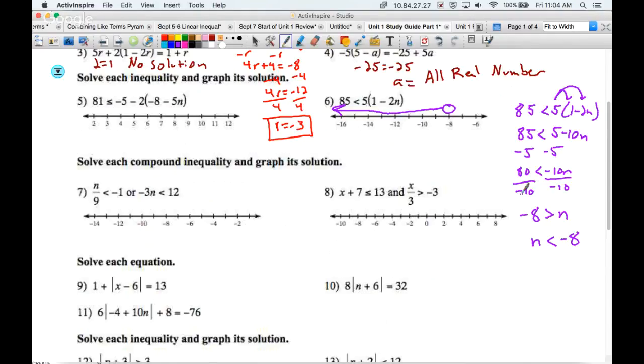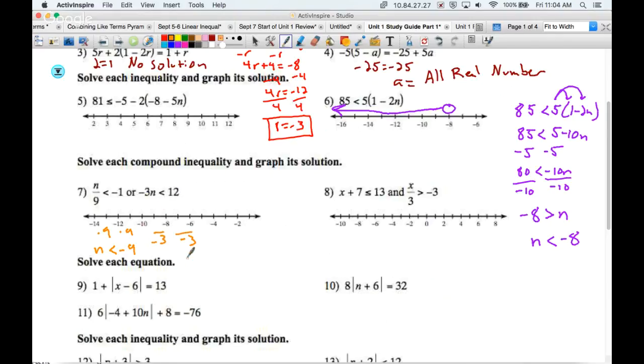Let's go over solving a compound inequality and graphing the solution. We'll do number 7 here. Yeah, number 7 is a good one. I'm going to solve these both individually. The left-hand side here by multiplying 9 to both sides to get that n is less than -9. Over here, I'm going to divide both sides by -3.